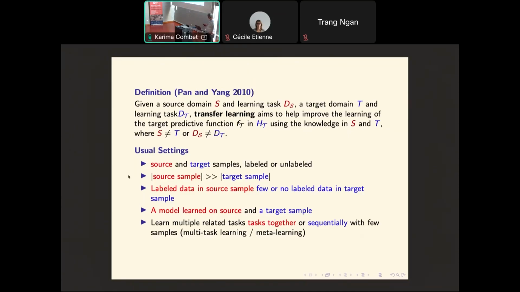If you have some labeled data in the source, in general you have more labeled source data than target labeled data. You can also have cases where you have the model learned on the source, not the source sample, and you try to adapt to the target sample directly. There are also settings that I will not cover here, where you have multiple tasks in the source, and you try to leverage common properties between the tasks to learn a more robust model that will achieve all these tasks plus new incoming tasks, which is called multi-source or multitask learning.